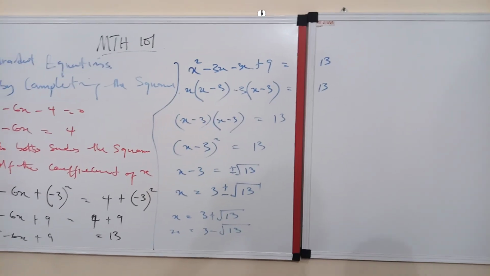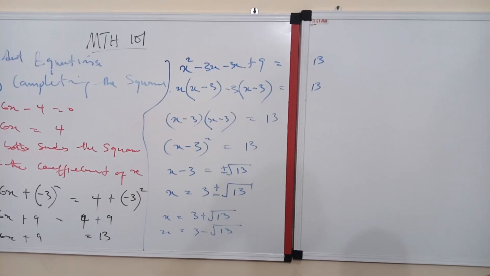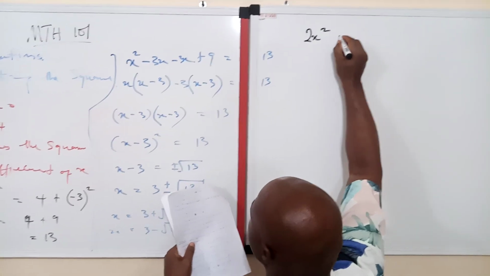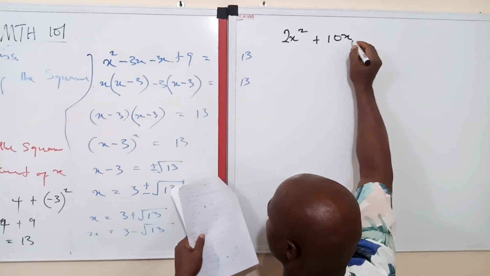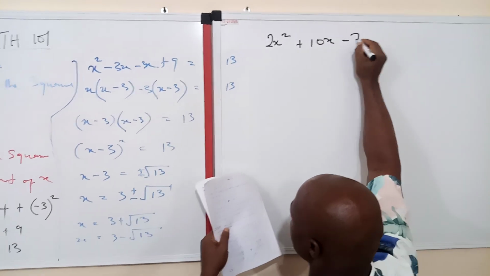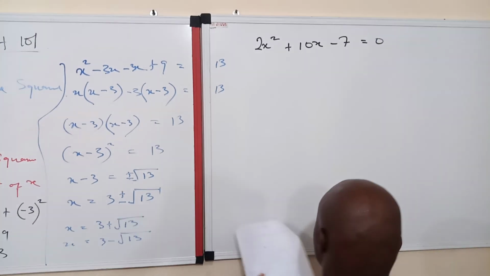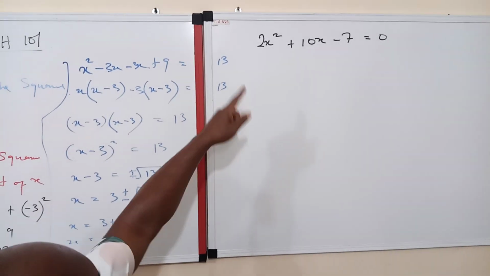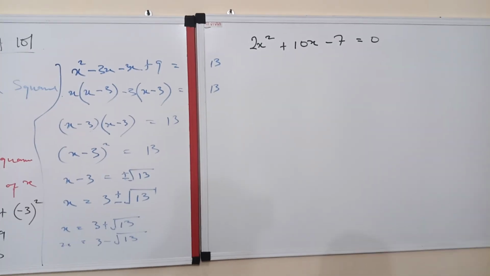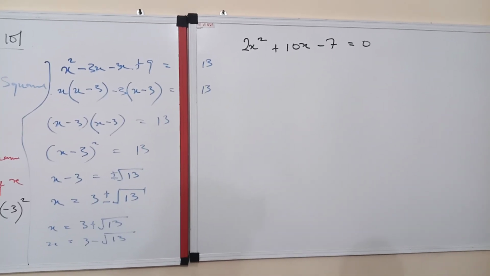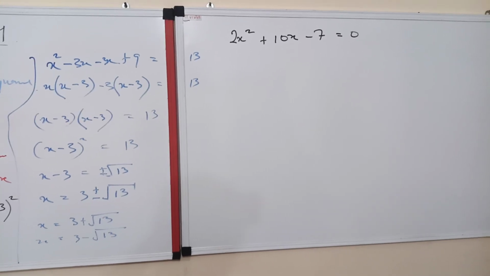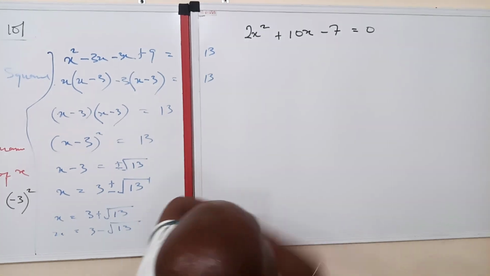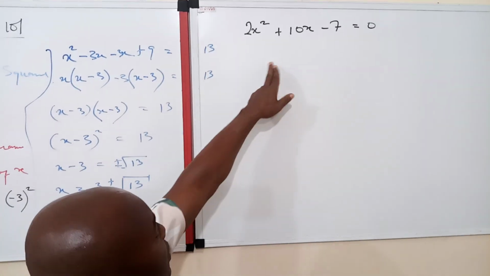Let's consider another example, where we have, let's say, 2x squared plus 10x minus 7 is equal to 0. Now, if you check this, you will see that we may not succeed in getting the discriminant. So what do we do? We use either the formula method or completing the square. For the sake of this class, we are using the completing the square method.